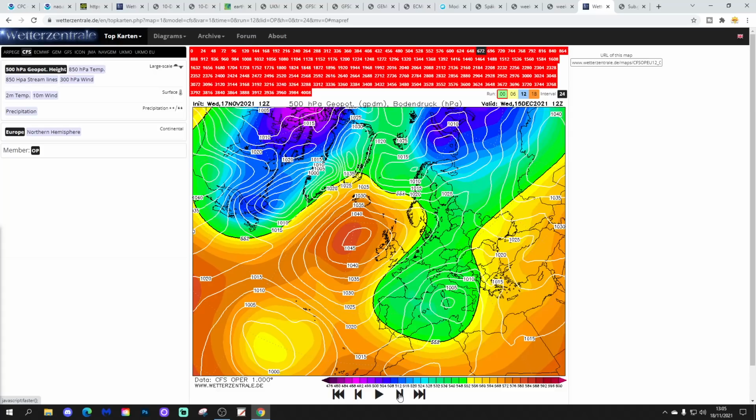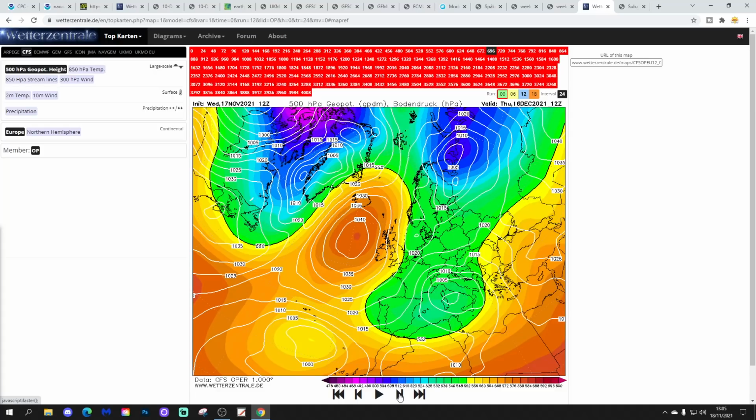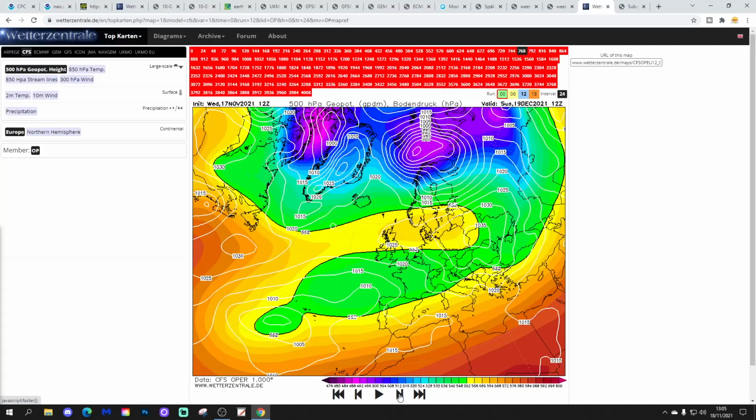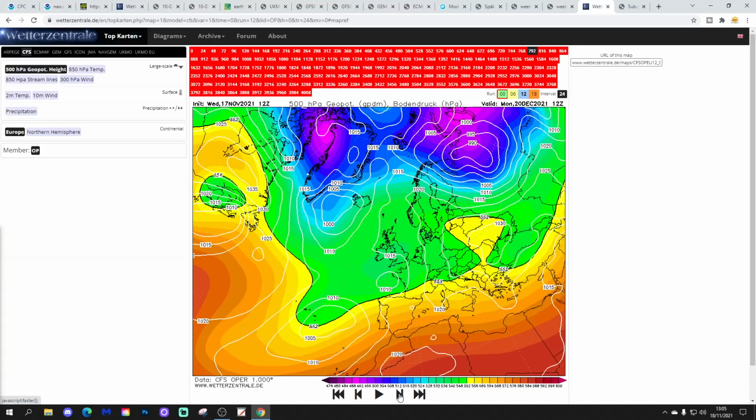High pressure is still out to our northwest as we get to the middle of December. That keeps things pretty cold and wintry. Then the high pressure sort of slipping down over the country as we move towards Christmas, bringing a lot of dry weather.